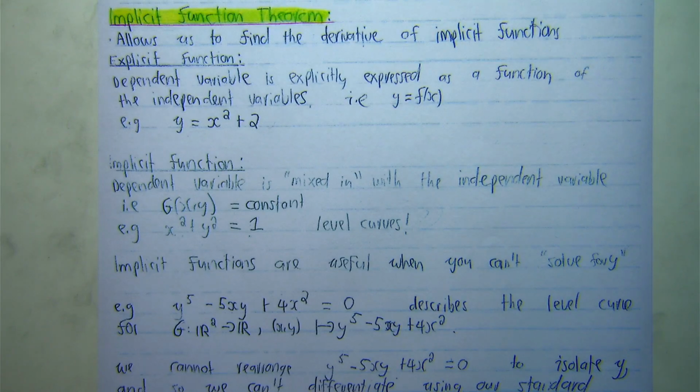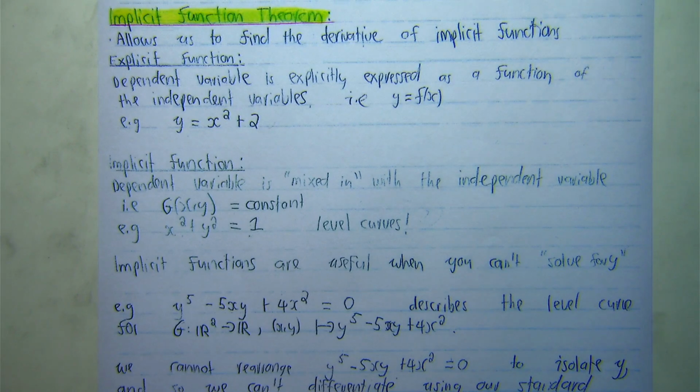The implicit function theorem is a way of working out the derivative of implicit functions, and it's a really helpful tool in economics, especially with applications like working out the tangency condition for budget constraint optimization. So in this video we're going to look at what the implicit function is and an example of calculating the derivative using it.